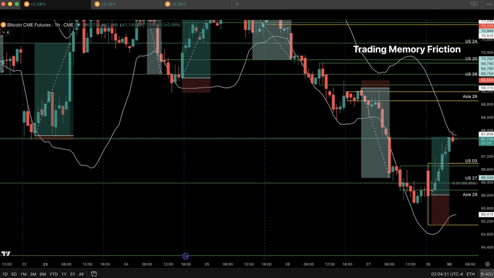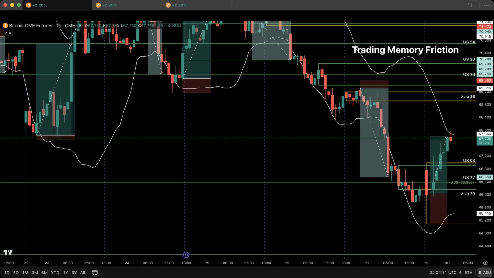This move does not start at the bottom. It starts at the edge of structure. Go back to March 26th Asia session. The base candle forms exactly at the lower boundary of the March 26th US session box. That positioning is critical because price is no longer centered. It is no longer balanced. It is sitting at the edge.